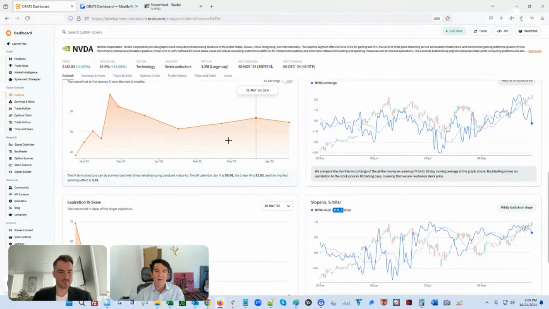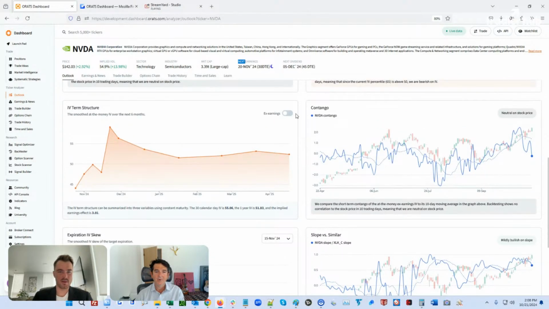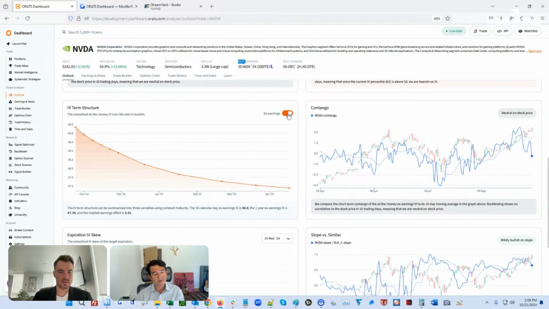I should also mention while we're here that the next earnings for Nvidia is November 20th, and that's why you're seeing the spike. When we look at Contango, we look at ex-earnings, so we take out that spike. That's why Nvidia is looking a little bit weird right there. You can actually toggle that on the top right of the graph, Matt. Okay, you got that? Yeah, there you go.